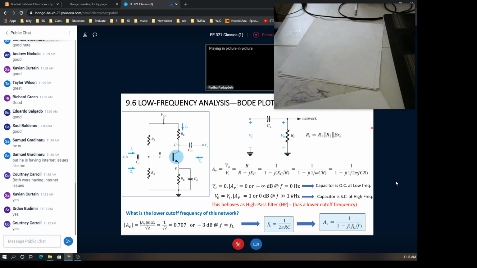So we have an amplifier circuit here. Apparently this is a common emitter, common collector, common base, or common source. What type of amplifier do we have here?